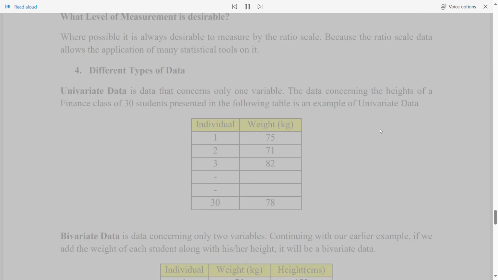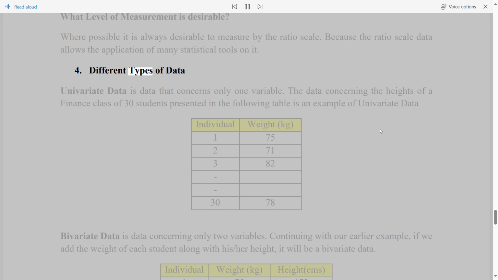What level of measurement is desirable? Where possible, it is always desirable to measure by the ratio scale, because the ratio scale data allows the application of many statistical tools on it.